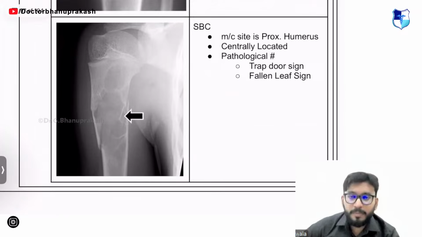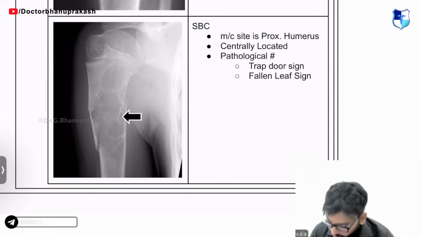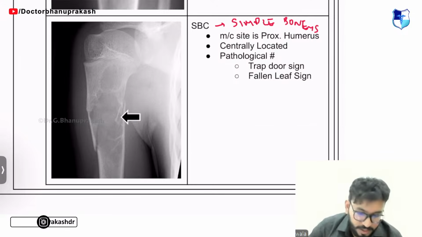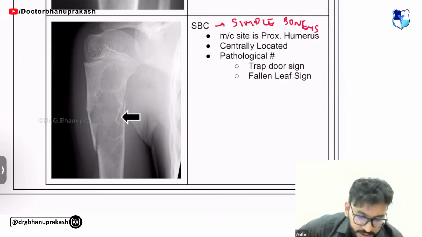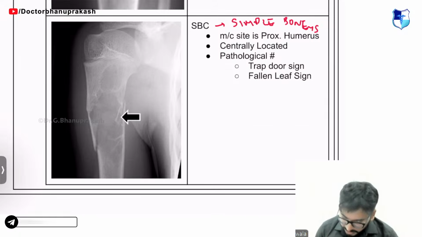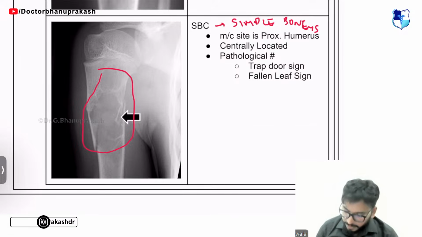Look at this. This is the simple bone cyst, guys. SBC stands for simple bone cyst. Guys, this is a very important image. Please take a look. Simple bone cyst. Most common site is proximal humerus. Can you see that this is the proximal humerus? Can you see this lesion? Yes, it's a simple bone cyst.